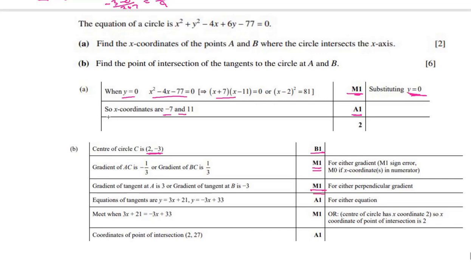And then find either equation. That's going to get you a point. And then find out where they intersect. That's going to give you a method point. And then finding the point, that gives you the last point. Now, I'm telling you, like I said, that's a lot of different stuff. But that's basically the kind of things they're going to be looking for.